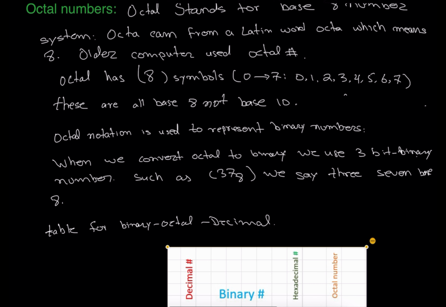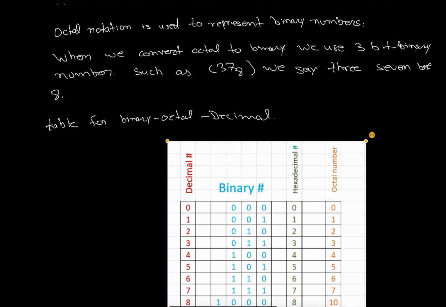From octal to binary representation, from 0 to 7 we only use 3 bits of binary, because we only need 3 bits if we're going from 0 to 7. The number 8 will be equal to 10 base 8.